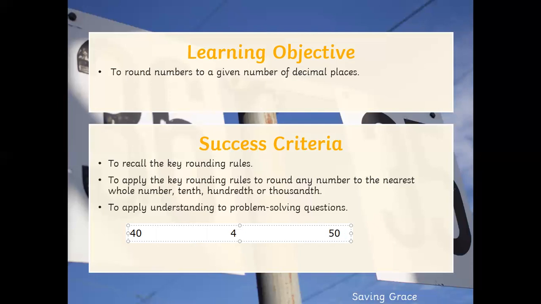If it is like 44.9999 or 44.98, it's still lower than the 5, therefore it will go to 40. If it is 43, it will go to 40. If it is 48, it will go to 50. Okay, so let's do some exercises regarding that.